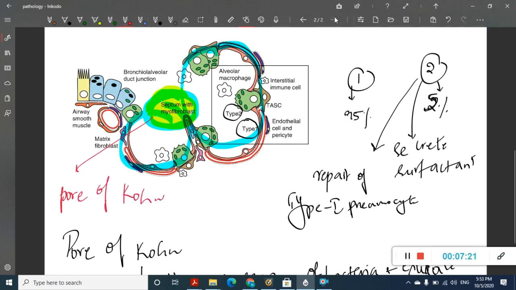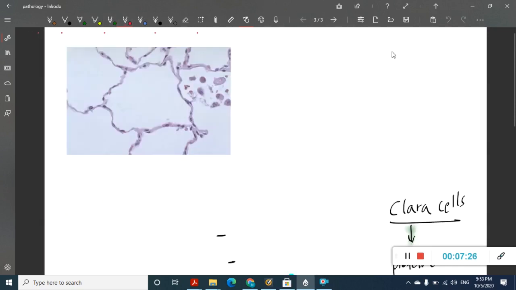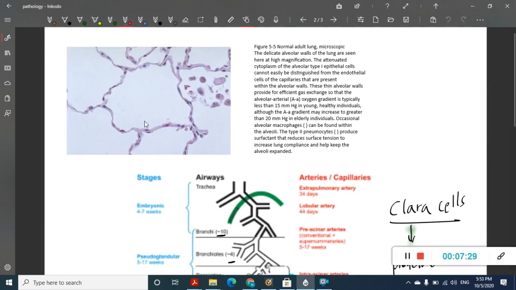Then I forgot to show you this picture. Yeah, this is the picture. In this picture, it is a normal lung. What do you see here? These are macrophages of the lung, and these are pneumocytes, right? These pneumocytes will produce surfactant, and this surfactant will reduce the surface tension. So this is important. Fine, so this is about the important images in pathology.